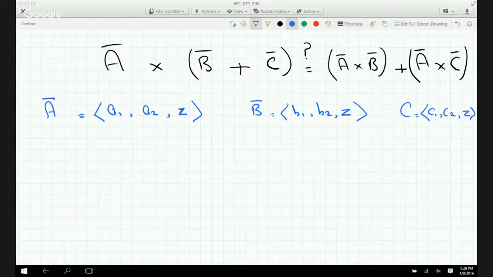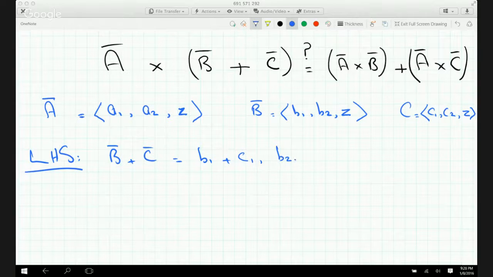Okay, well, we can start with the left-hand side, LHS. What's B plus C? You just add the components. B1 plus C1, B2 plus C2, and 2Z. And now we will do A cross B plus C.